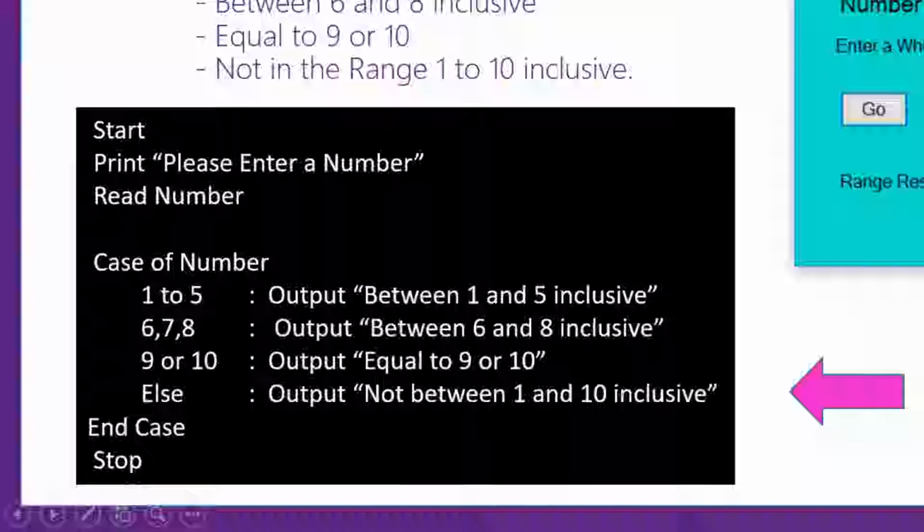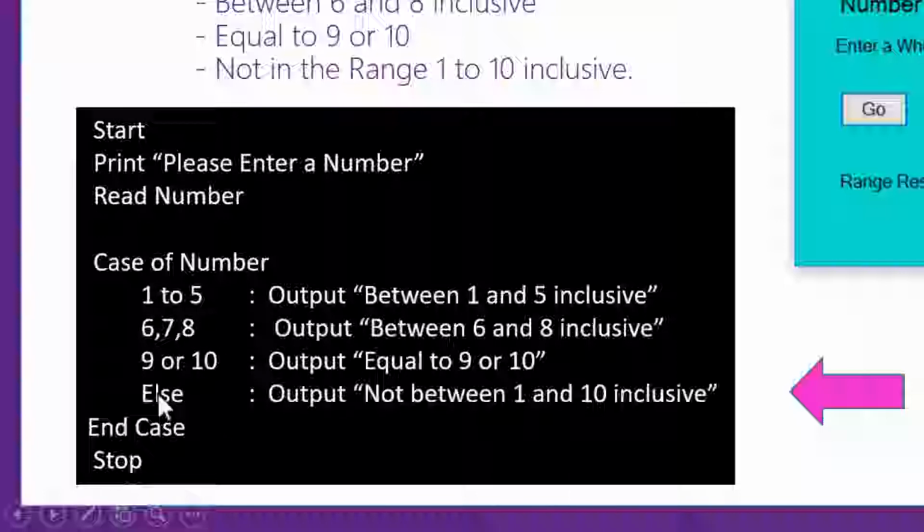And then we're going to do the case statement process. So we're going to have case of numbers. So if the case is between 1 to 5, so if the situation or the case is that they've entered a number between 1 and 5, it's going to output between 1 and 5 inclusive in that range result text box area. If they've put 6, 7, or 8, any of those numbers there, it's going to output between 6 and 8 inclusive. 9 or 10, so you can use the or statement as part of a case statement. That's going to output equal to 9 or 10.